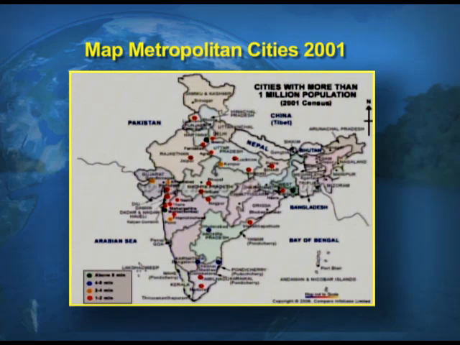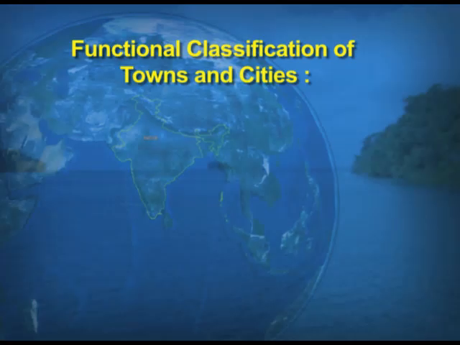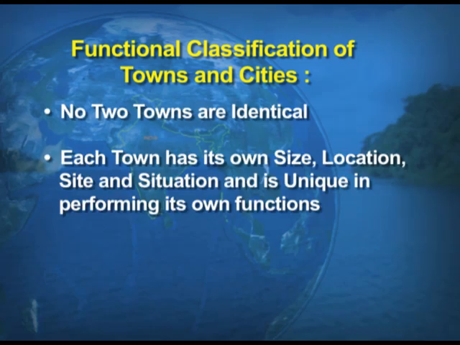So, if you look at the screens, children, this is a map of the census 2001 showing the various metropolitan centers and their placement in the different states. Now, another basis of classifying the urban center is the functional classification. So, no 2 towns are identical, and each town has its own size, location, site, and situation, and is unique in performing the different functions.